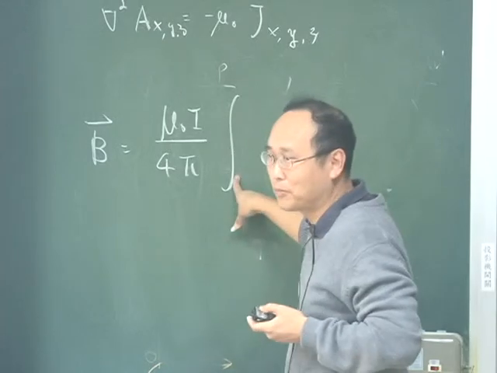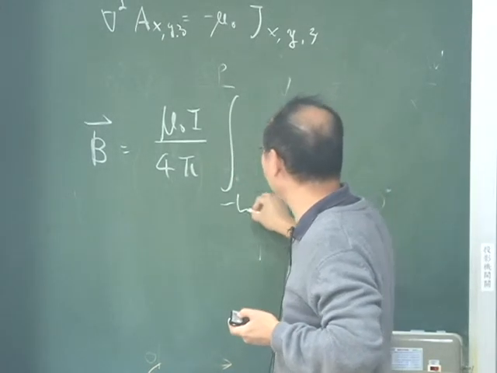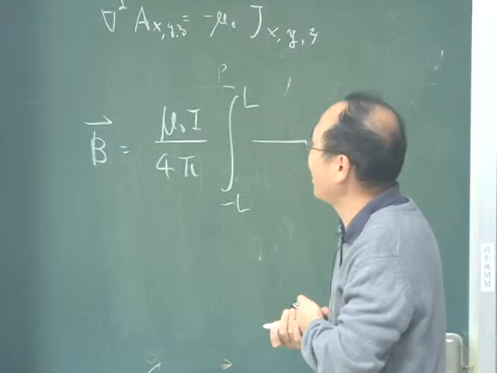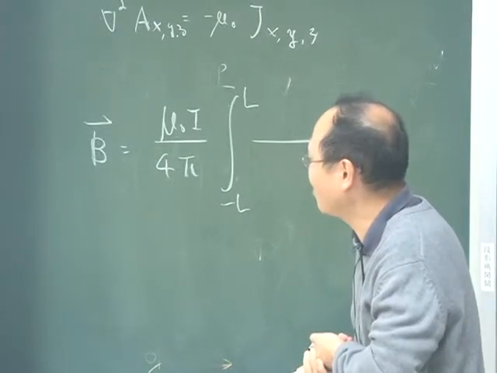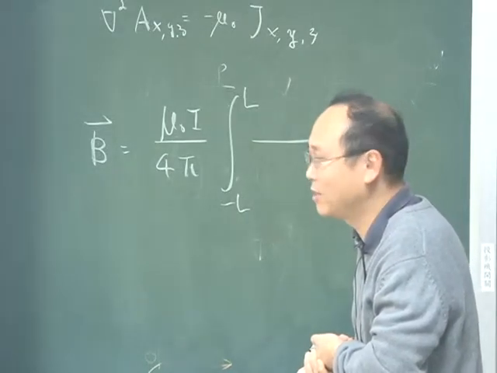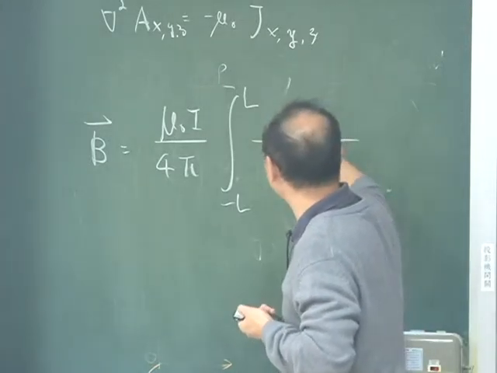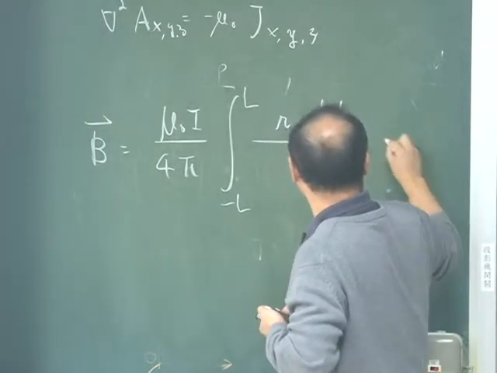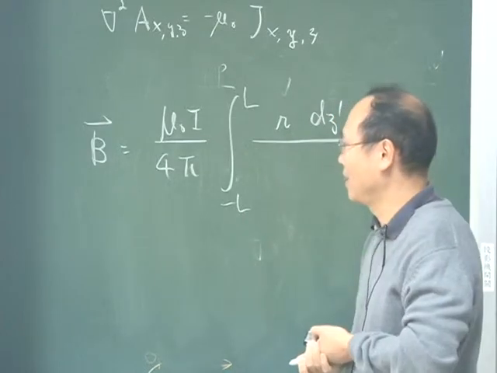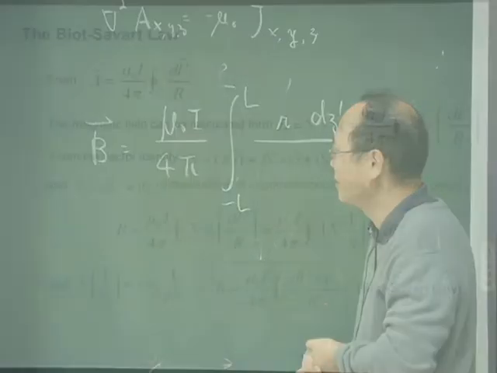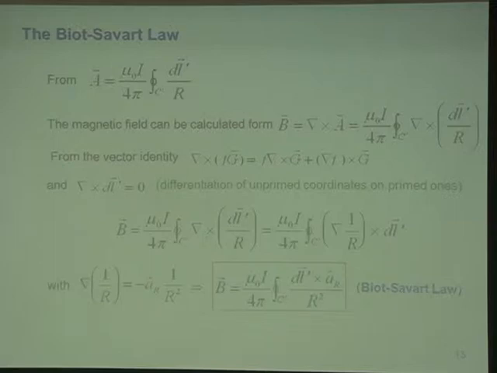and then you do a path integration again from minus L to L, and upstairs you have dl prime cross with AR, and we have the R dz prime along A phi direction. And downstairs you have R square. R square is R square plus Z prime square. So you have to do this integration. And the direction was determined to be along phi direction.